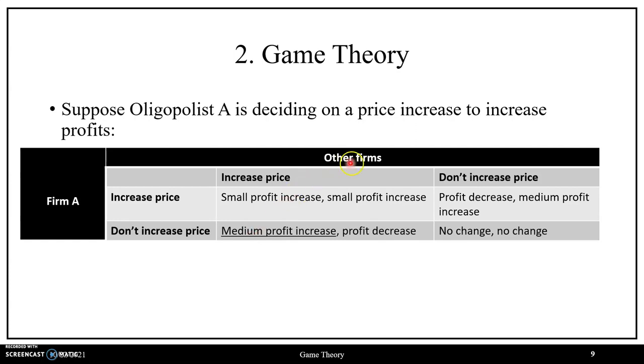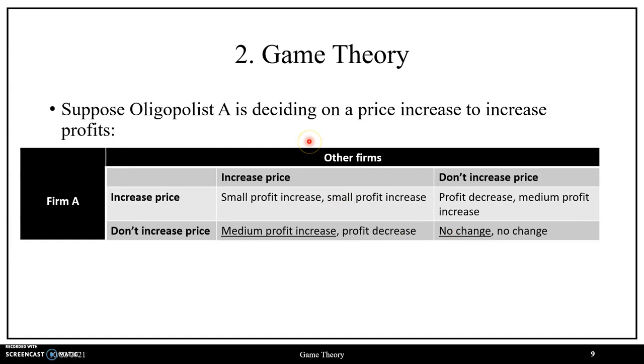Now, other firms also have the strategy of don't increase their price. Given they choose this, firm A could increase their price to get a profit decrease or not increase their price to get no change in their profits. They prefer no change over profit decreases, so given other firms choosing don't increase price, firm A will select to not increase their price, so we highlight this selection.